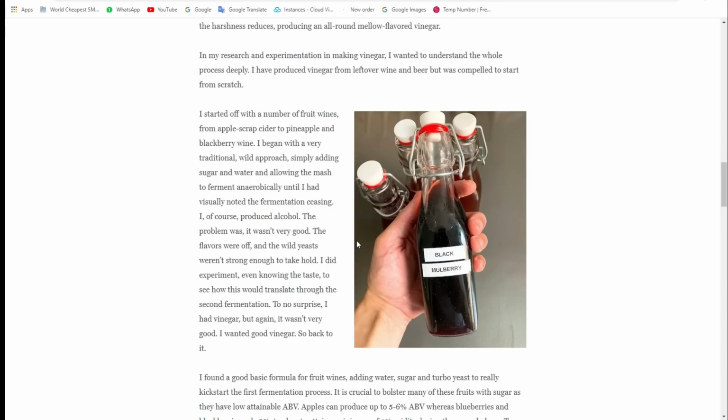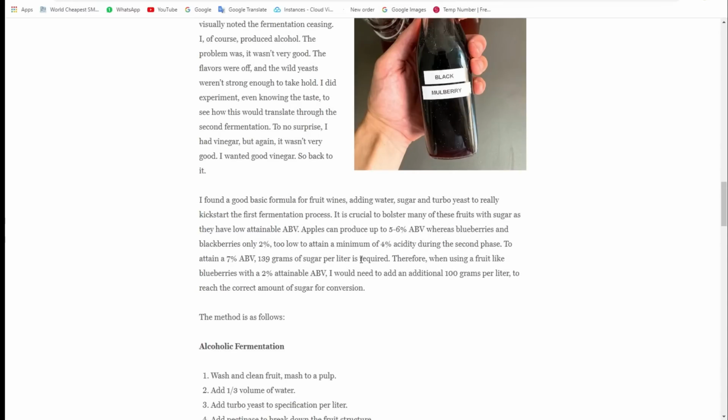so I found a good basic formula for fruit wines, adding water, sugars, and turbo yeast to give a real kickstart to the fermentation process. It is best to bolster many of these fruits with sugar as they have a low attainable ABV. Apples produce up to 5 to 6% ABV, whereas blueberries reach 22%.